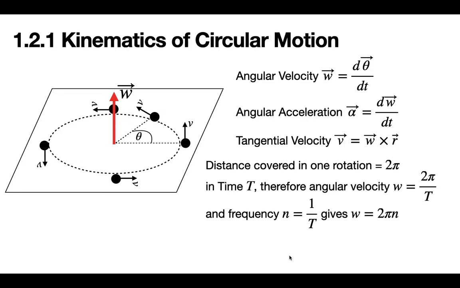As it's a periodic motion, the angle covered in one rotation is 2 pi radians in time T, which is the periodic time. Therefore, the angular velocity, which is equal to angle covered in time, is 2 pi radians in periodic time T. So you can say angular velocity is equal to 2 pi by T. And the frequency n is 1 by T, which gives angular velocity is equal to 2 pi n.